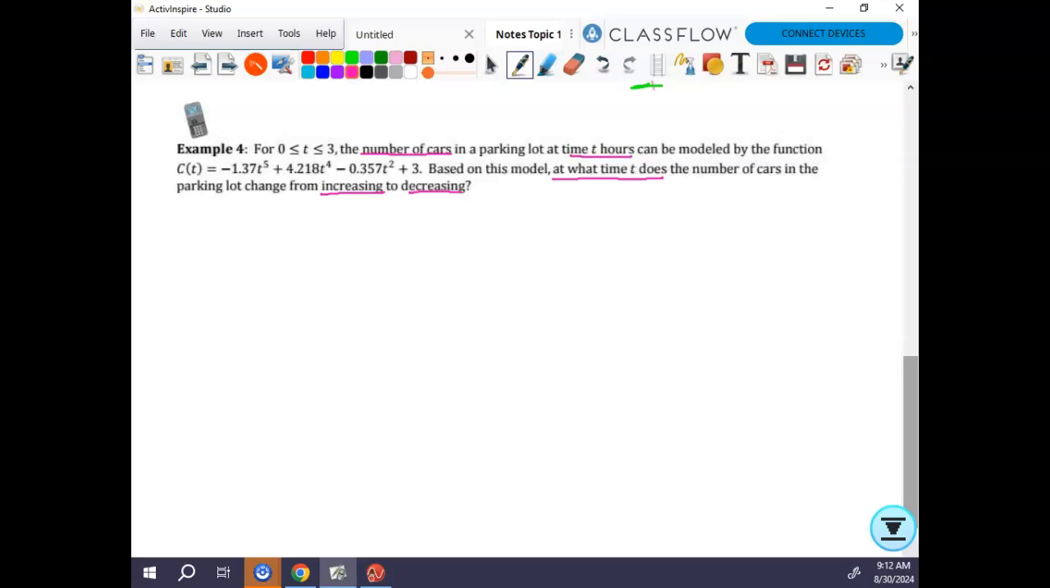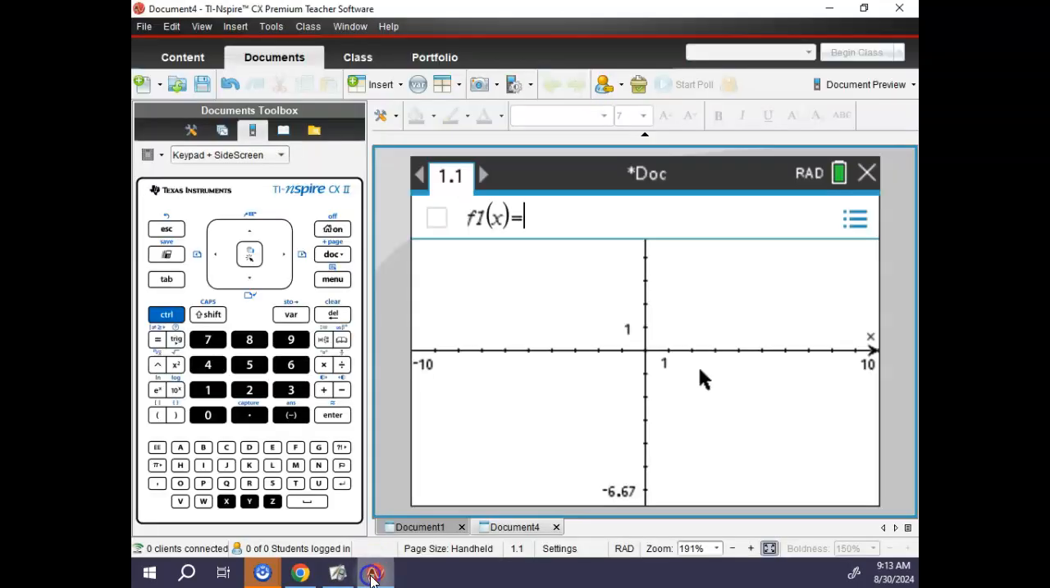The function represents the number of cars, and it asks me when the number of cars changes from increasing to decreasing. You with me? Okay. So we're going to go to our calculator and type this in. Now, this is in t's. You always have to use x's. If you use a t in here, it's not going to know what you're talking about. So let's type this in.